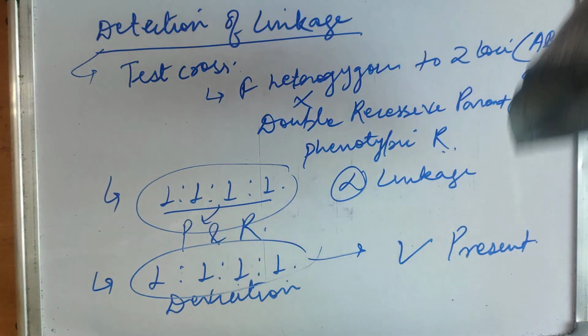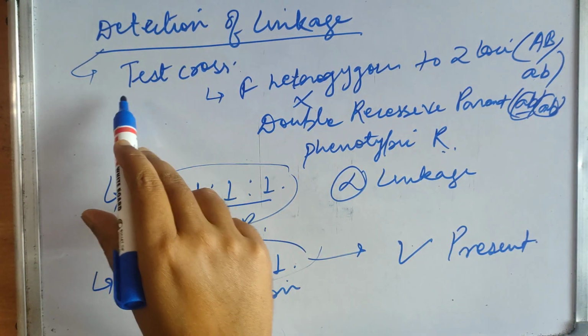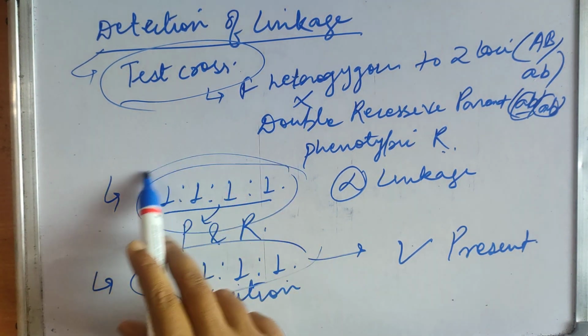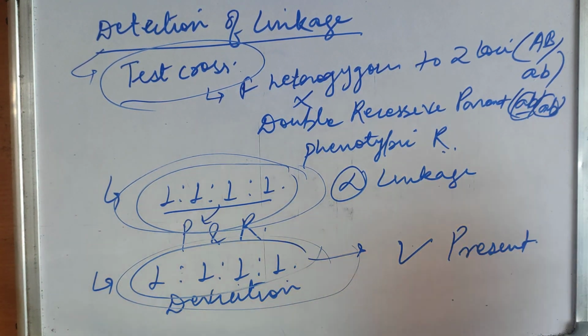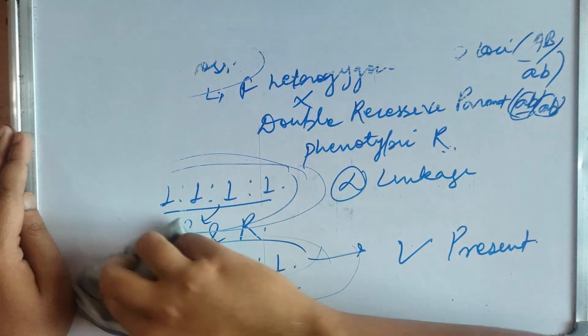So this is how we detect linkage through test cross. If the ratio is 1:1:1:1, then there is no linkage, but if there is deviation from this ratio, there is linkage. I hope you understand this.